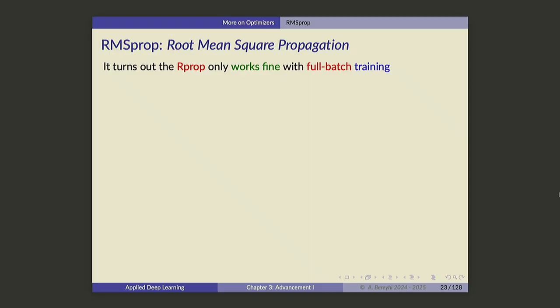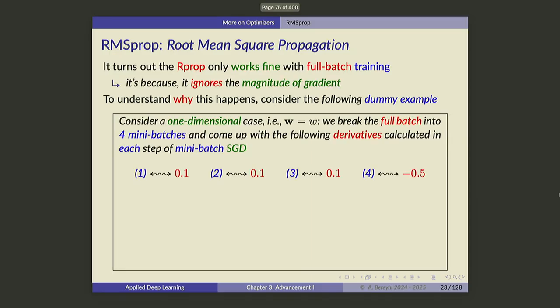But when you have a gradient which is high variance, it means you're doing mini batch, then this is not going to work very fine. And what is the reason? Well, you can do a bit of math to understand it, but that is not really necessary for this course. So this is why I'm doing it again with a dummy example. So let's do this dummy example.